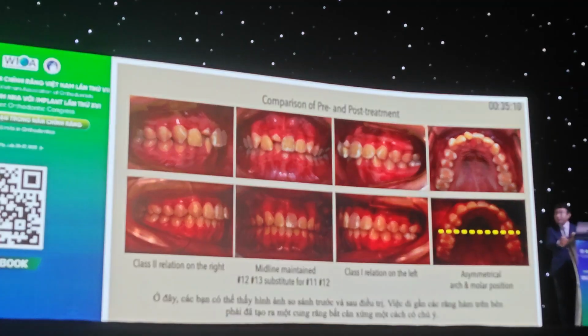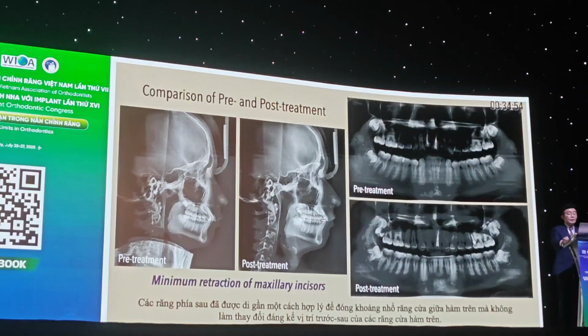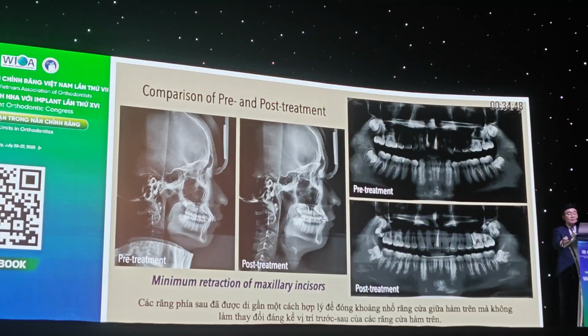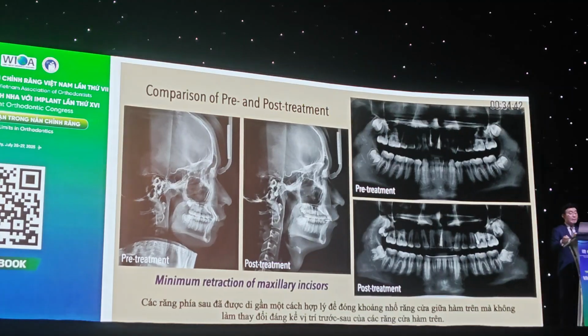Here, you can see a comparison of the treatment before and after. The medial movement of the upper right teeth resulted in an intentional asymmetric arch. The posterior teeth were adequately advanced to cross the extraction space of the maxillary central incisor without significantly altering the anterior position of the maxillary anterior teeth.